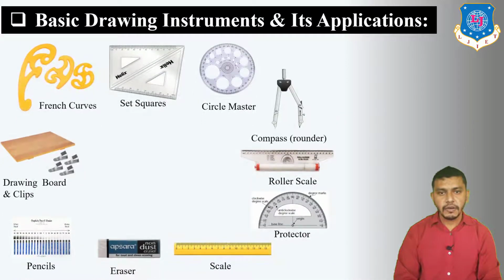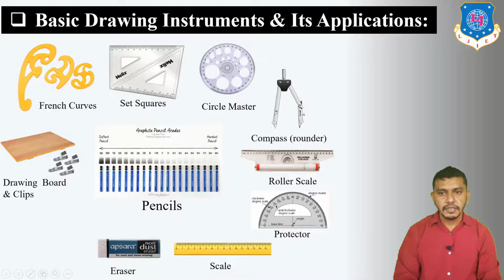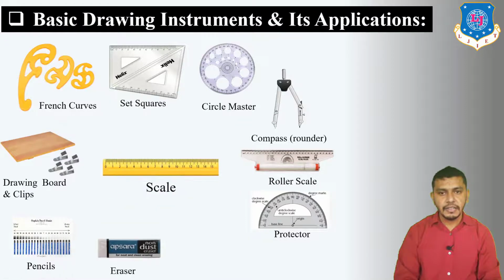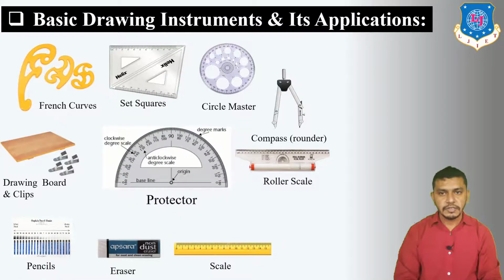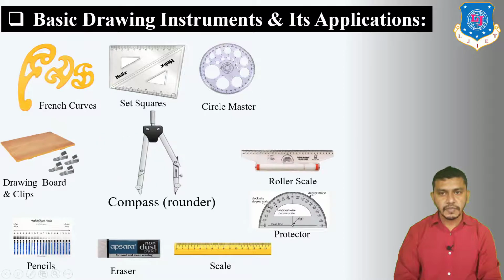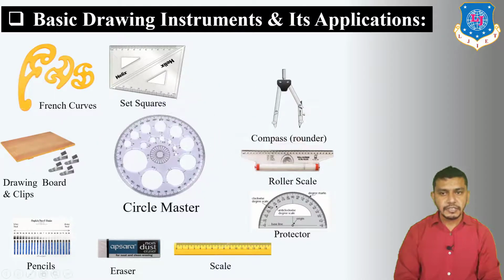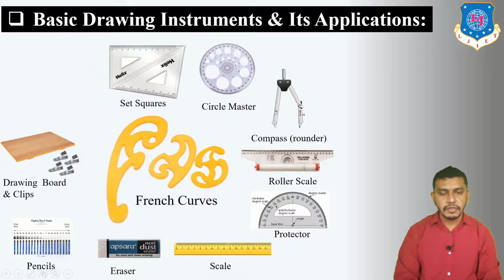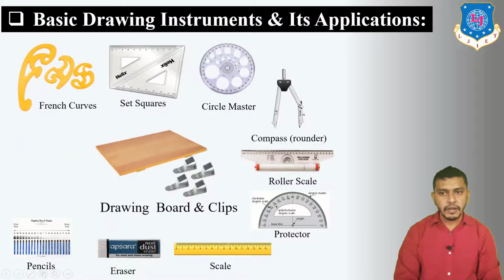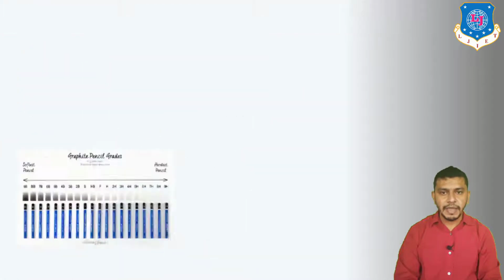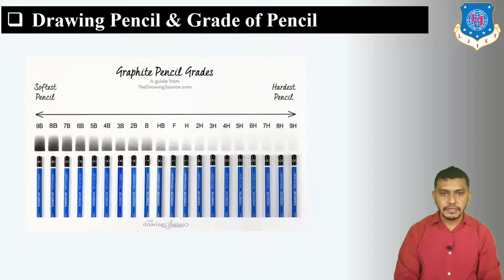Now let us move on to the next topic: applications of different drawing instruments used in engineering drawing. Here we have represented different drawing instruments used in engineering drawing. First is pencils, eraser, scale, protractor, ruler, compass, circle master, set squares, French curves, drawing board, and drawing clips. Now let us discuss the pencils or drawing pencils.